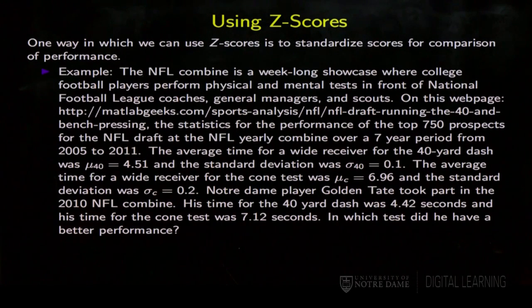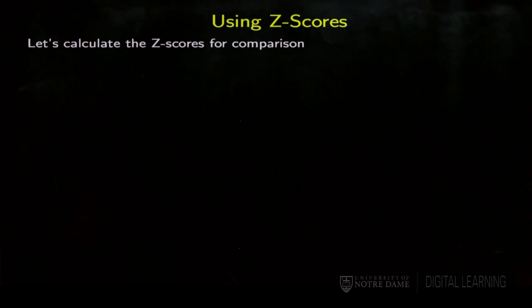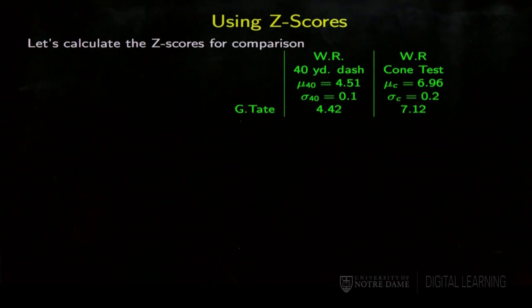Combine, and his results for the 40-yard dash were 4.42 seconds, and for the cone test his time was 7.12 seconds. So we might ask, in which test did he have a better performance? So in order to figure that out, we need to take into account the average for wide receivers. Golden Tate was a wide receiver for those particular tests, and the standard deviation. So we're going to compare the z-scores for both tests.